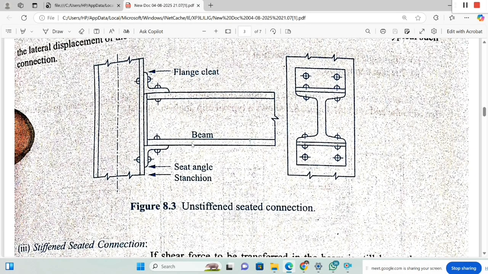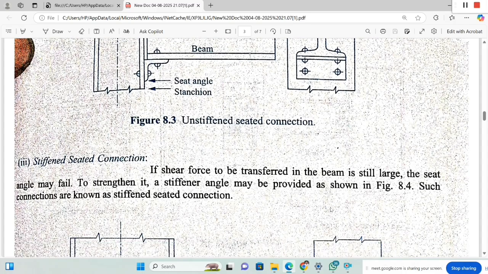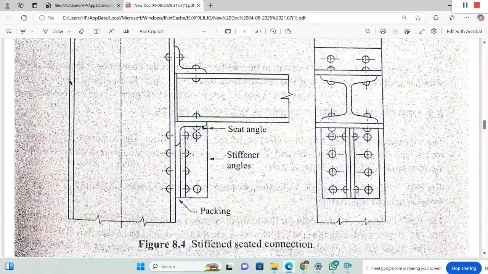And the third one, the stiffened seated connection. Suppose the shear force to be resisted is much more, then it requires more support to the beam. The seat angle may fail. To strengthen it, a stiffener angle may be provided as shown in figure 8.4. Such a connection is known as a stiffened seated connection. If you observe 8.4, this one.